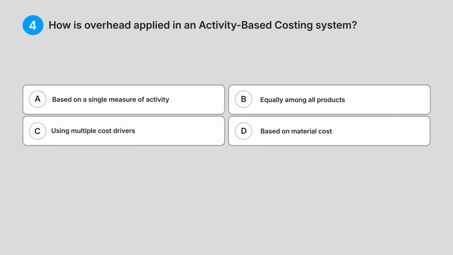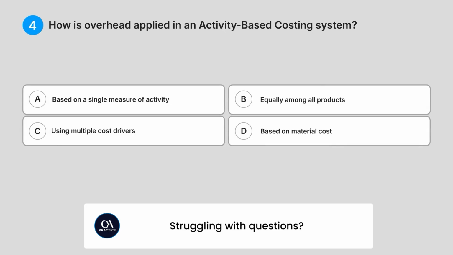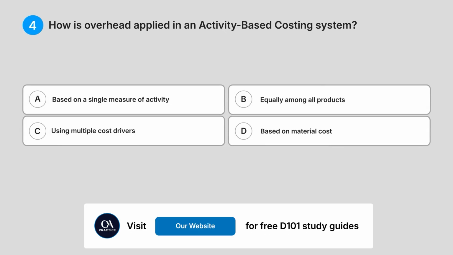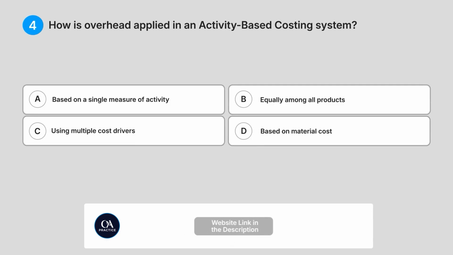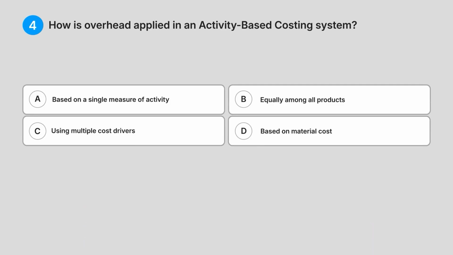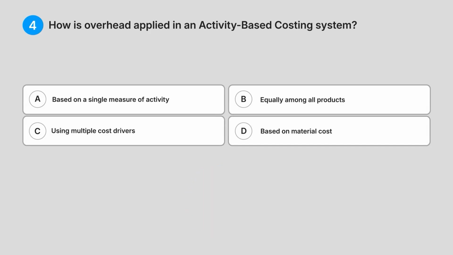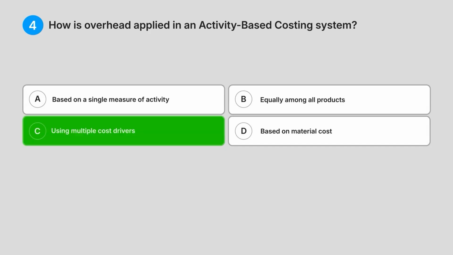4. How is overhead applied in an activity-based costing system? A. Based on a single measure of activity. B. Equally among all products. C. Using multiple cost drivers. D. Based on material cost. Can you guess the answer? Correct answer, C. Using multiple cost drivers.